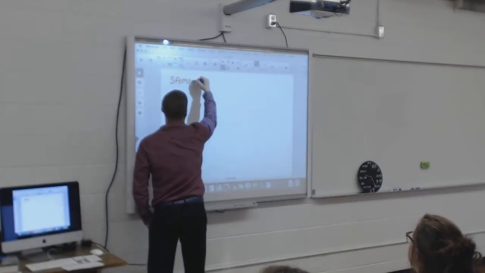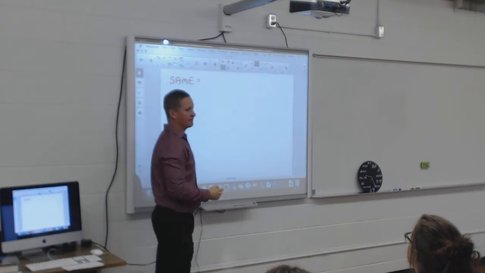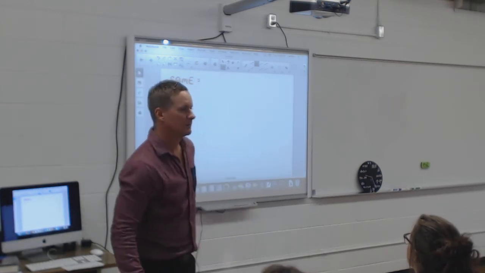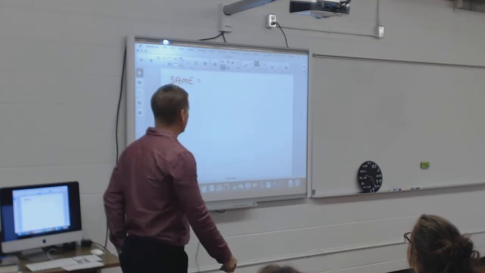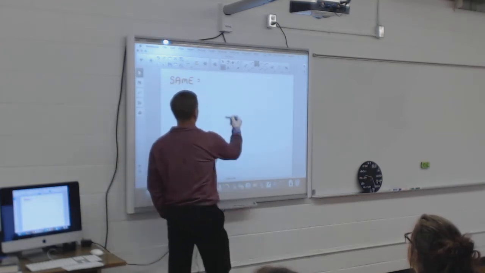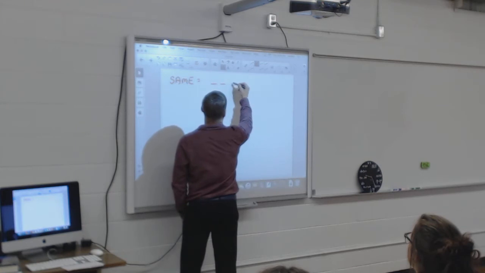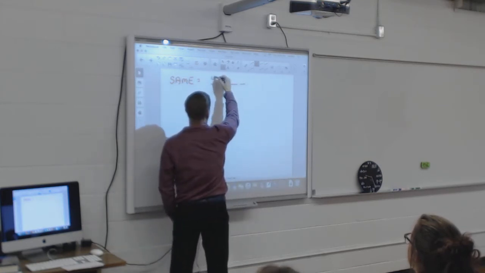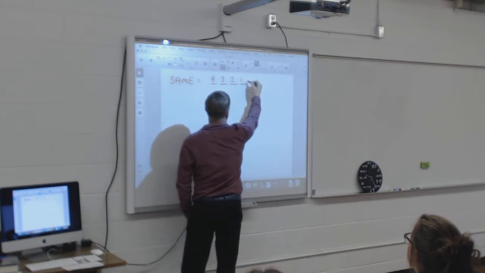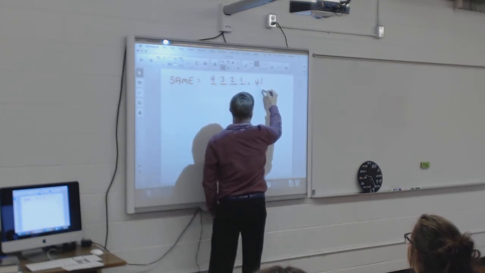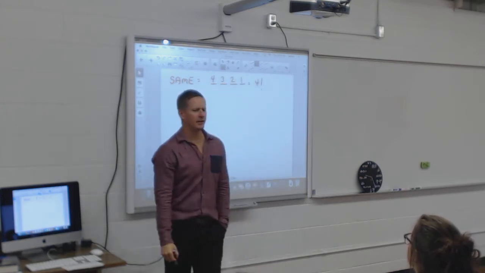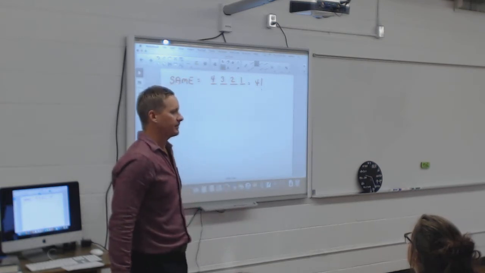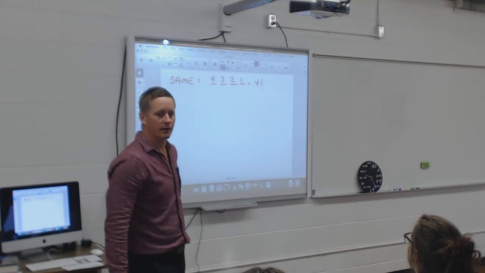How many ways can I arrange the letters of the word same? 4 factorial. Okay? How many letters are there? 4 letters, right? I have a choice of how many here. 4, 3, 2, 1. So you're absolutely right. 4 factorial. So how many is that total? 24. 24 ways in which I can arrange the word same, right? Everybody agree?